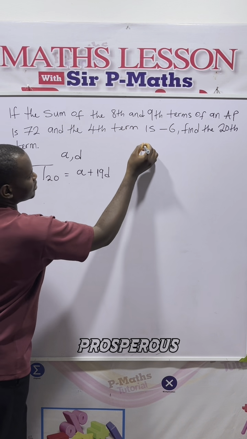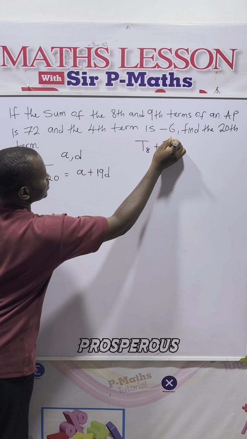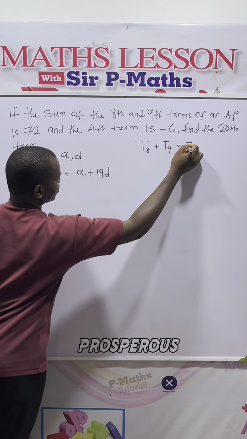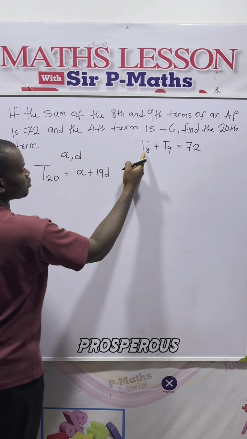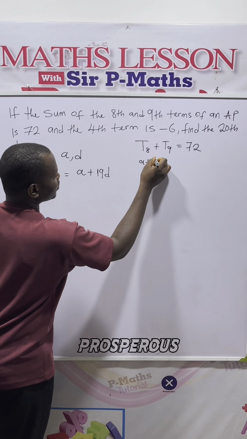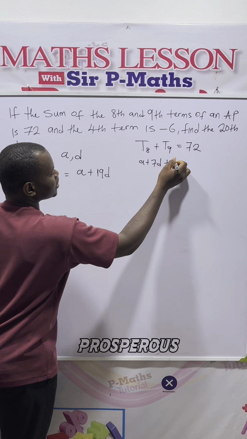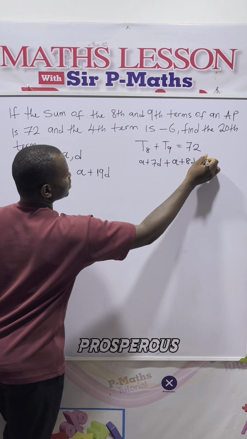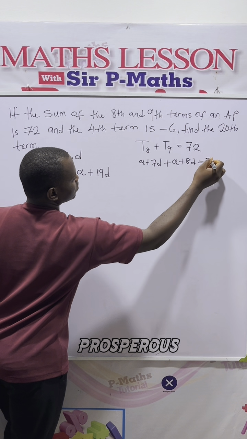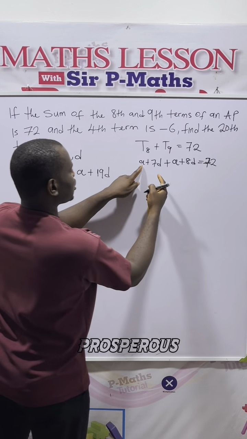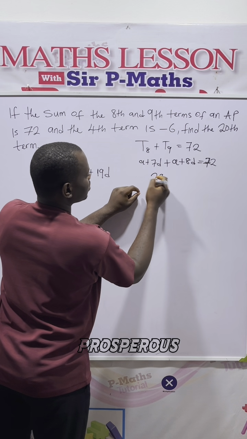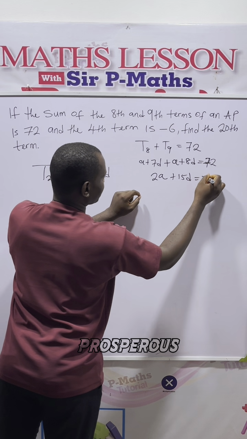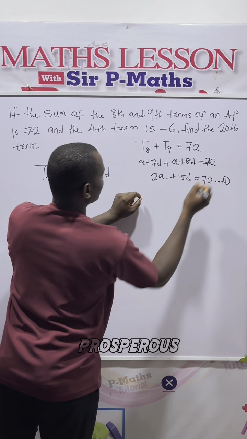For the 8th term and 9th term, that is T8 plus T9, because we are told that the sum of both of them will give 72. Is equal to 72. Now from here, take note that T8 is A plus 7D, and T9 is A plus 8D, which is equal to 72. Now from here, you add A plus A, which gives us 2A, and 7D plus 8D, that's 15D, equal to 72. Now keep this as equation 1.